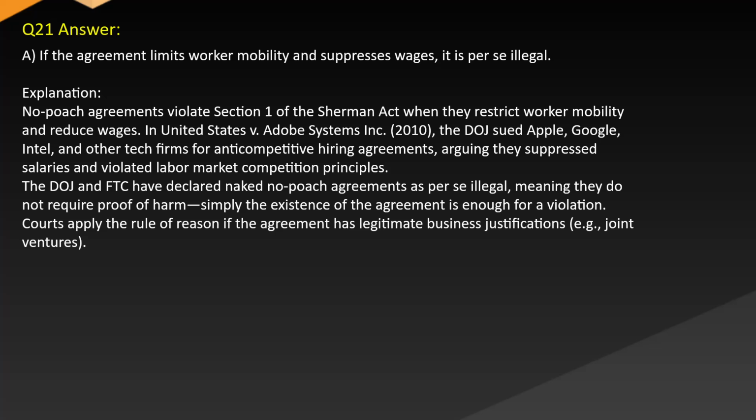The FTC and DOJ have declared naked no-poach agreements per se illegal, meaning they do not require proof of harm. Simply the existence of the agreement is enough for violation. Courts apply the rule of reason if the agreement has legitimate business justifications, e.g., joint ventures.